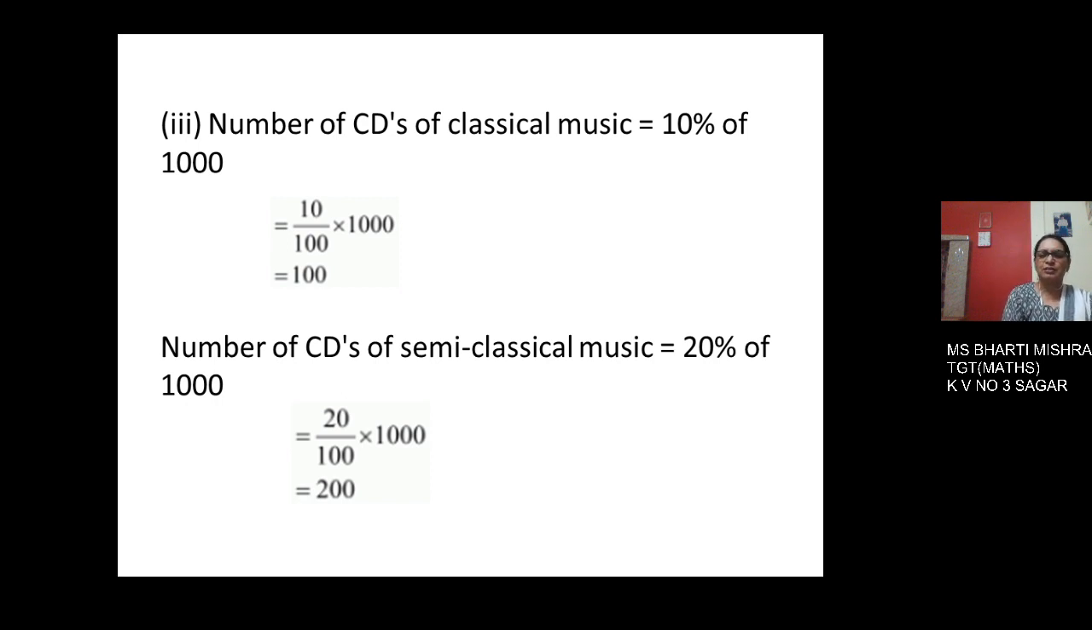Semi-classical music is liked by 20% of persons. So total CDs formed are 1000. So 20 upon 100 into 1000, on cancelling the zeros and multiplying, the result comes to be 200.